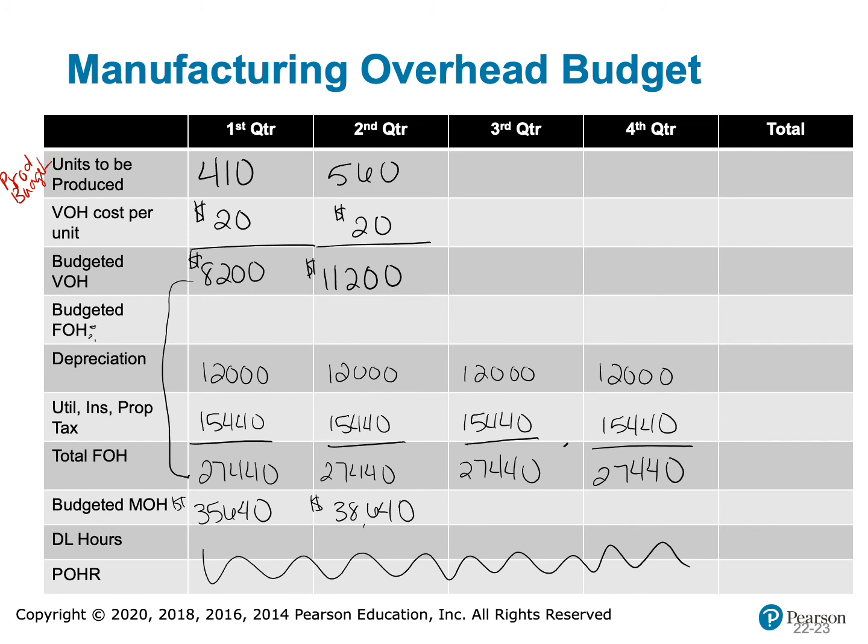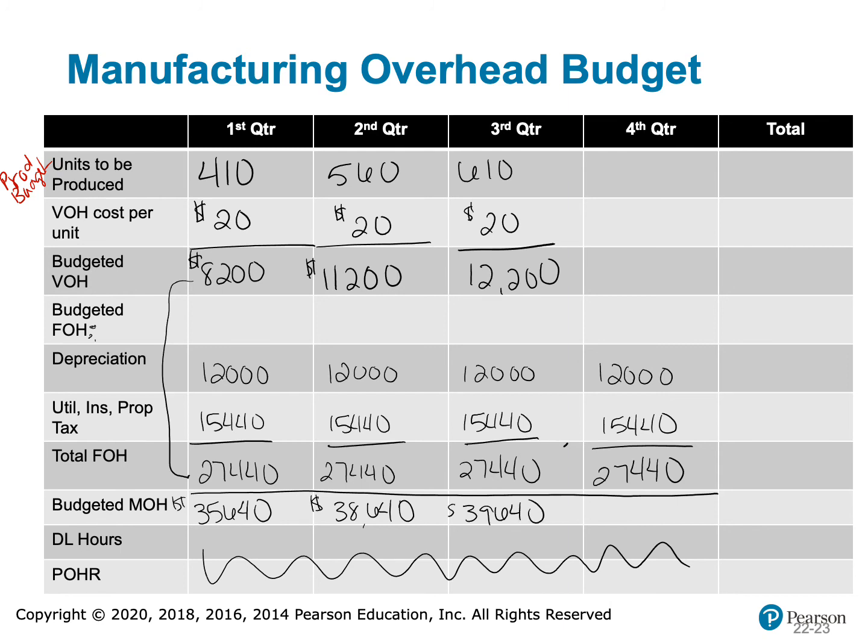All right, are you ready to come back? So I'm going to go ahead because this one's kind of short and finish this out here with you. So quarter three, we expected to produce 610 units at $20 a unit, which is 12,200. We add that with our fixed overhead and we get 39,640. I have a neat one on the next slide for us to look at.